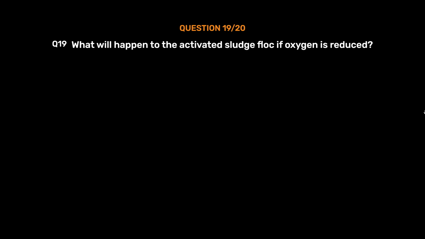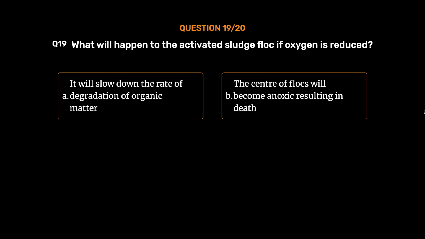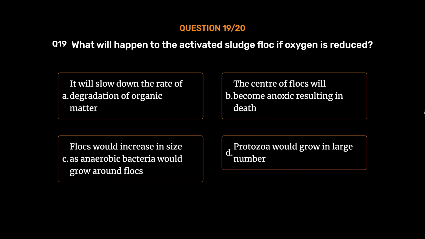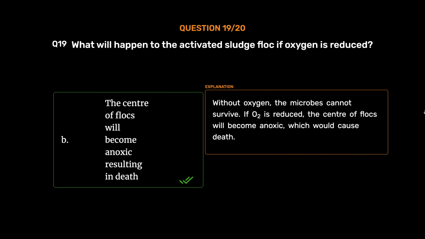Question number 19. What will happen to the activated sludge floc if oxygen is reduced? Option A, it will slow down the rate of degradation of organic matter. Option B, the center of flocs will become anoxic, resulting in death. Option C, flocs would increase in size as anaerobic bacteria would grow around flocs. Option D, protozoa would grow in large number. The correct answer is option B, the center of flocs will become anoxic, resulting in death. Without oxygen, the microbes cannot survive. If O2 is reduced, the center of flocs will become anoxic, which would cause death.